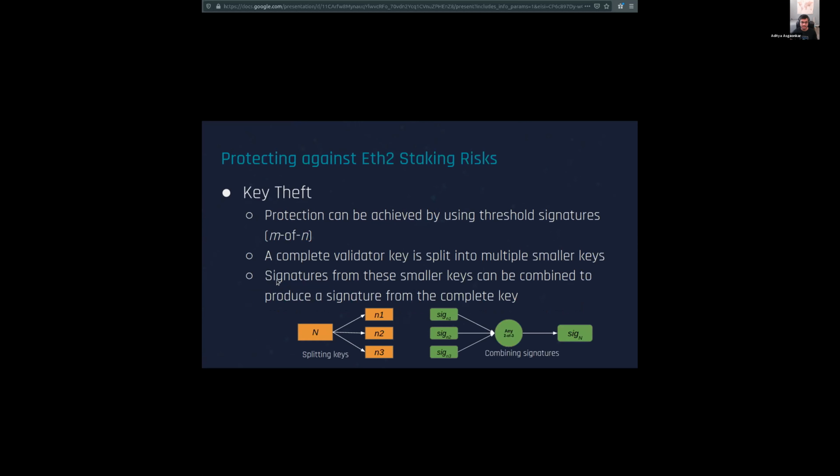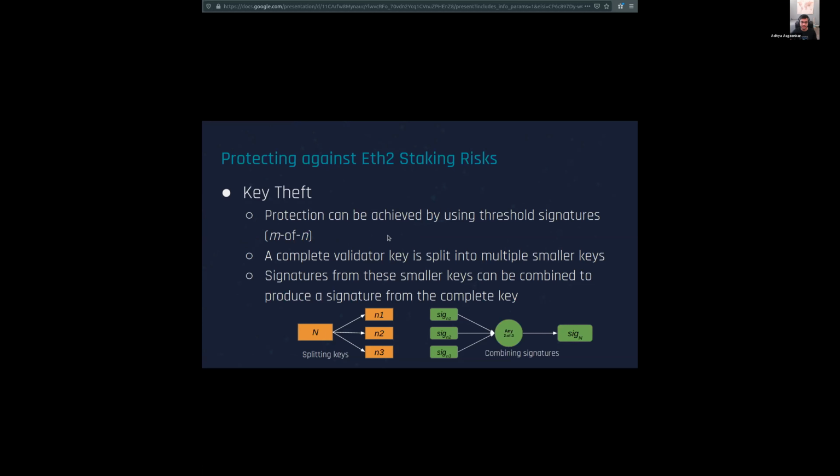Let's look at key theft first. As I said before, key theft is when your validator key has been stolen. The machine that you're using to run your validator contains your entire private key. If your machine is compromised, then your key can be stolen. If you're not running your machine yourself, you're running it in the cloud, and if your cloud architecture is compromised, that can happen easily. If you're using a staking provider that holds your keys, that can lead to situations like this.